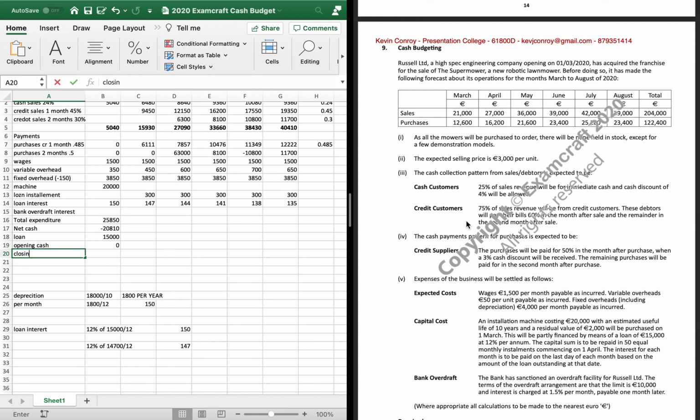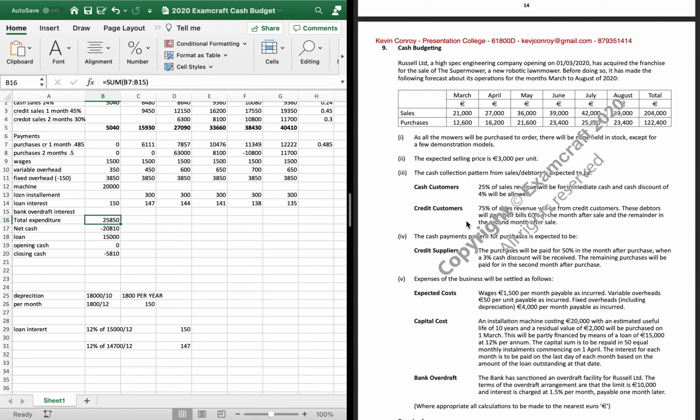So the closing cash, and this is what we will work out our bank overdraft interest on. Sorry, our closing cash has to be a minus. It's minus 5,810. So we're going to work out the interest on the overdraft of 5,810.